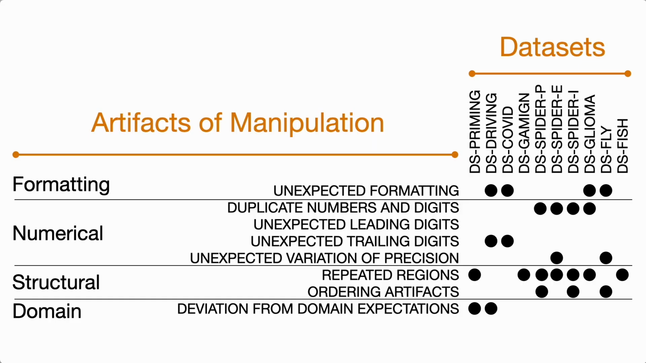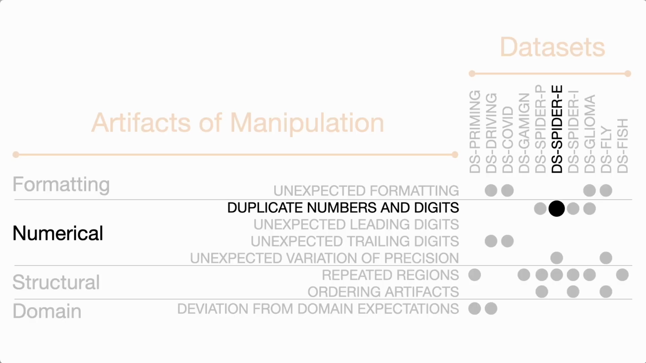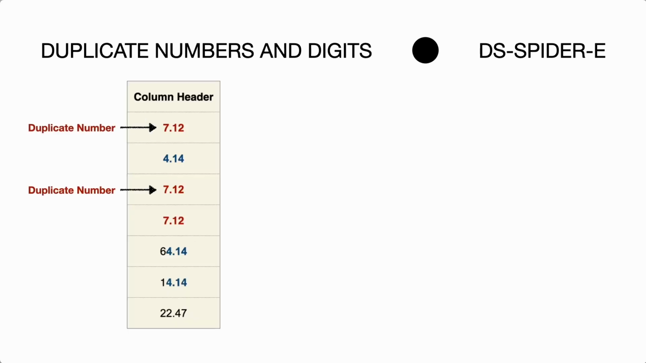Moving on, I will discuss one type of numerical artifact. Numerical artifacts relate to the actual values recorded. Duplicate numbers and digits refer to when whole numbers or sequences of digits are repeated more frequently than expected. This can suggest that data may have been copy-pasted or manually entered.